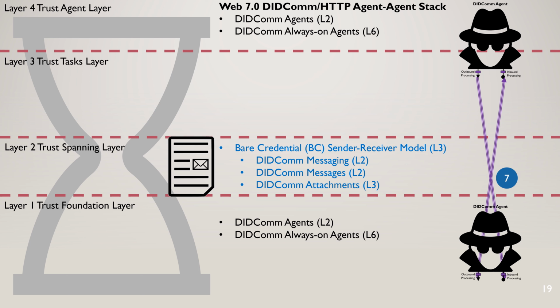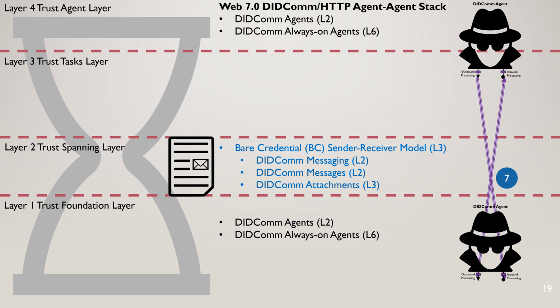Here we have the DIDComm agent-to-agent stack. Of course, DIDComm agents can talk to DIDComm agents, and that's all we're highlighting here. We have the outbound origin interface talking to the inbound service endpoint on the bottom, and from the bottom we have the outbound origin interface of that bottom DIDComm agent talking to the inbound service endpoint on the top agent. And that's numbered SLAM stack number 7.